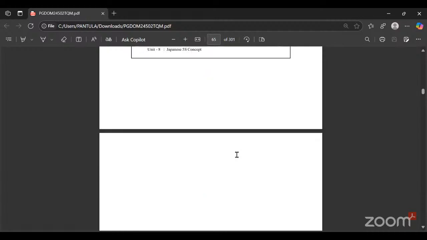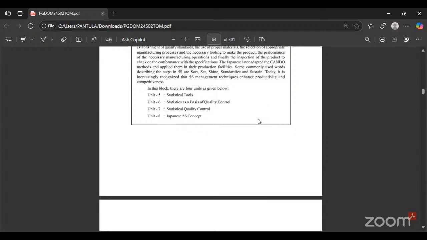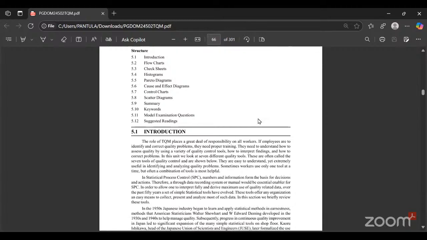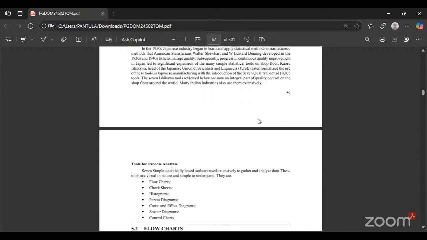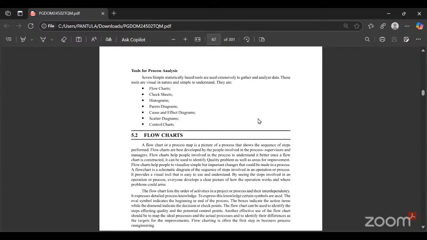Here, in the first year, this block consists of 4 units. One is statistical tools, then basic quality control, statistical quality control, and the Japanese 5S concepts. In statistical control, unit 5 consists of flow charts, check sheets, histograms, Pareto diagrams, cause and effect diagrams, control charts, scatter diagrams and summary. What is stats? I'll give a few examples related to stats. In your class, what is your average? We are going to use statistical formulas. Flow charts, check sheets, and histograms, they are going to use.